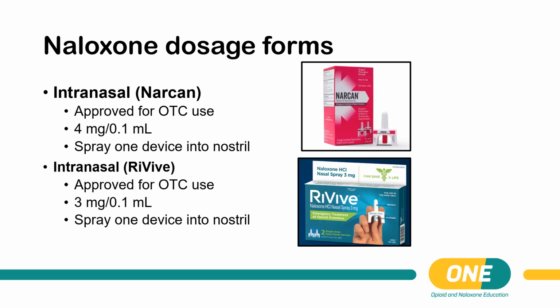Naloxone is also available over the counter in two different doses. It's approved for Narcan, which is 4 milligram per 0.1 milliliter dose, and that's intranasal administration. And also there's Revive, which is also approved for over-the-counter use, and it's 3 milligram per 0.1 milliliter. Both of these use the same dose device.